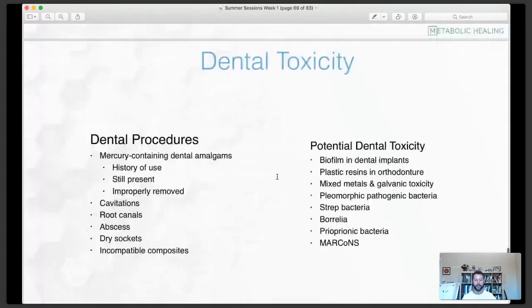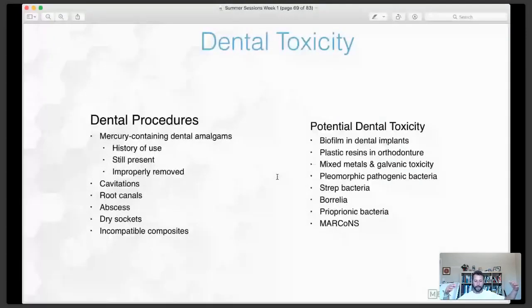Dental toxicity. So we know about a number of different dental procedures. We know about the amalgam issue, but it's not just about that. It's about cavitations, root canals, abscesses. Dry sockets are almost always infected. If you had dry sockets after having a tooth extraction or wisdom tooth removal, high probability that there's an infection underlying that. And that can cause TMJ, that can cause all kinds of problems.